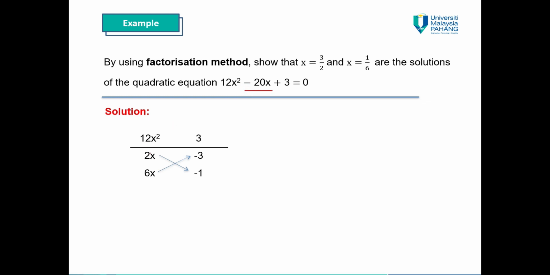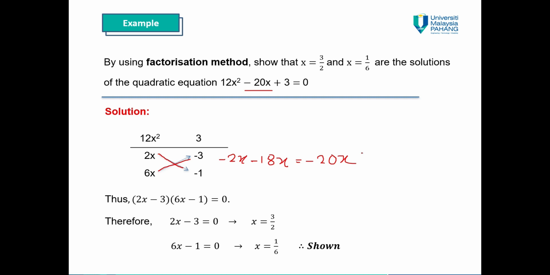So in this case, 2x times minus 1 is minus 2x, plus minus 16x, so minus 18x. So you are getting minus 20x.